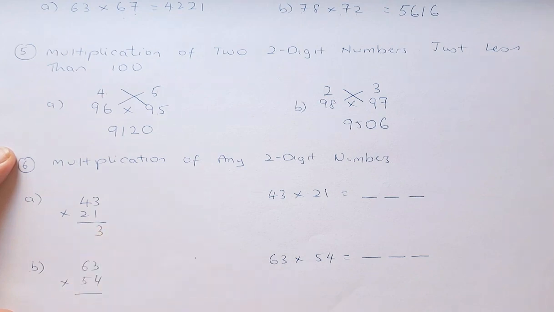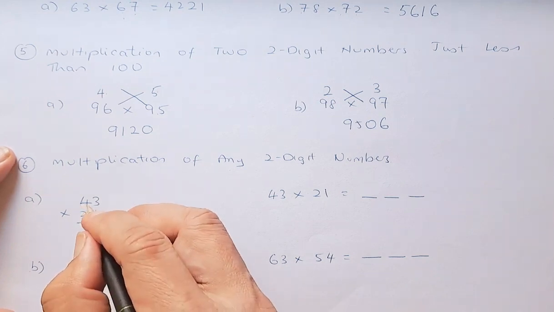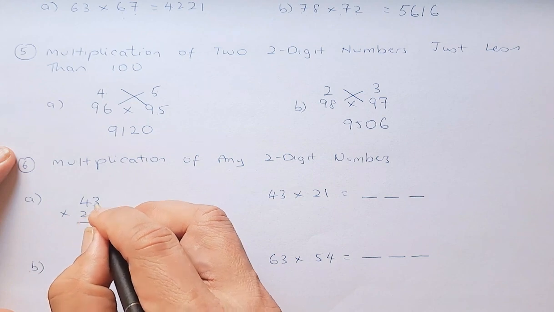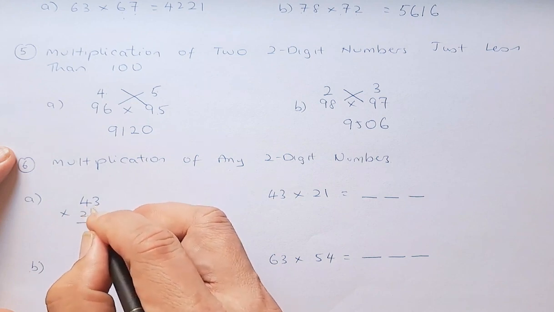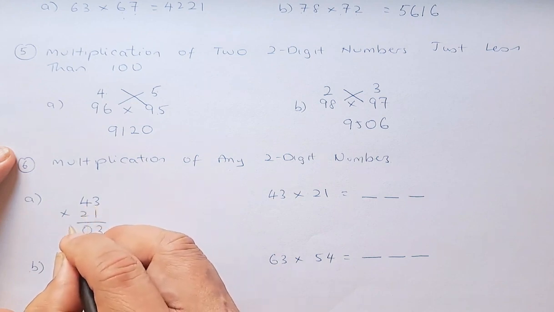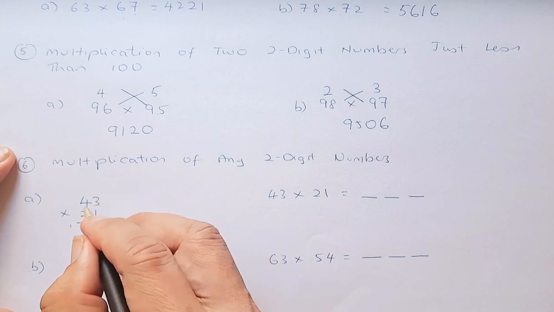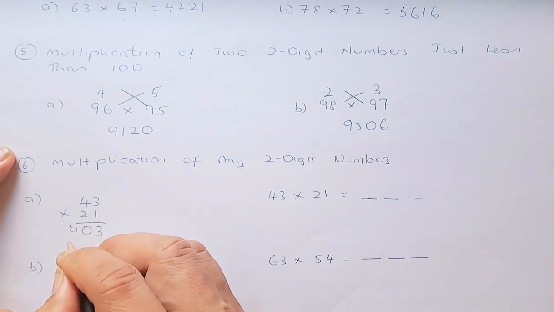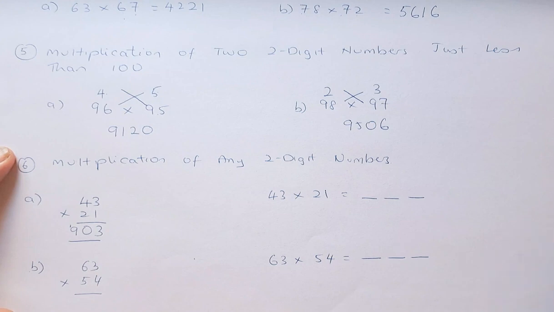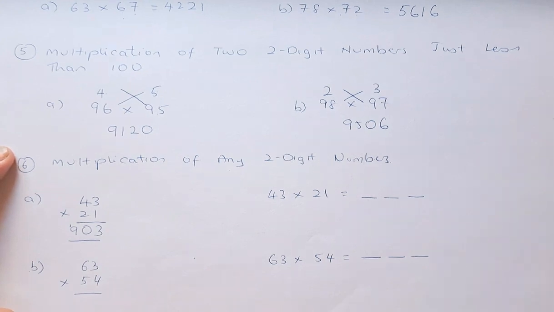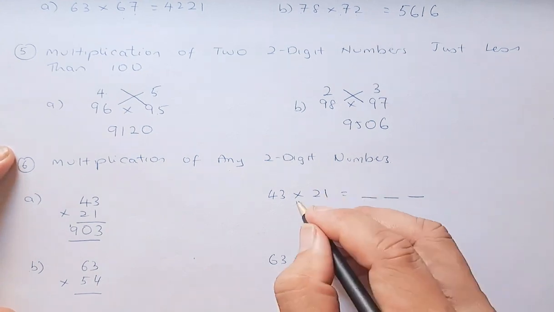Okay, then you are going to cross multiply. 4 by 1 is 4. 2 times 3 is 6. So 4 plus 6 is 10. So 0 carry up 1. And the last number, 4 times 2 is 8 plus 1. The answer is 903.